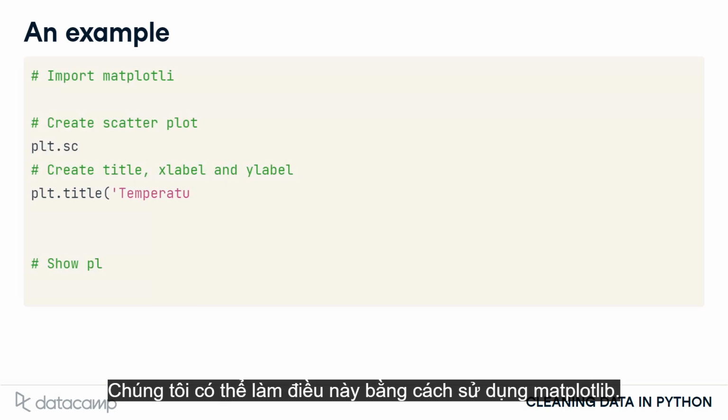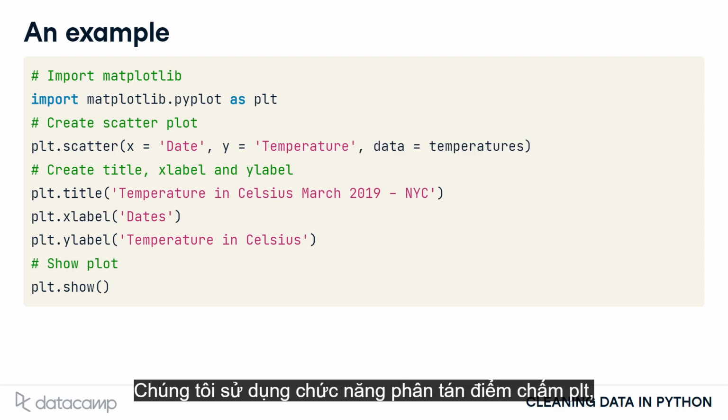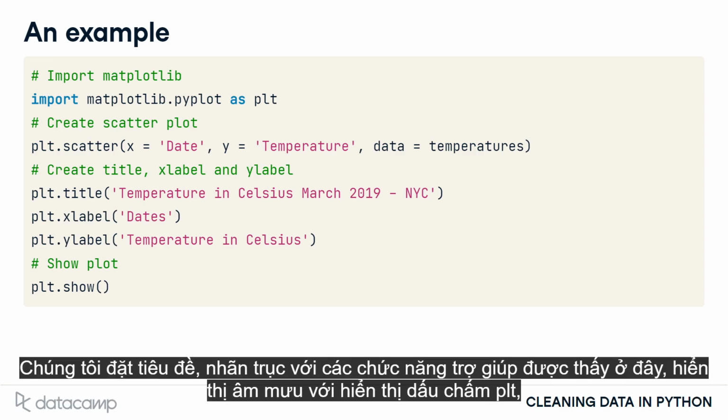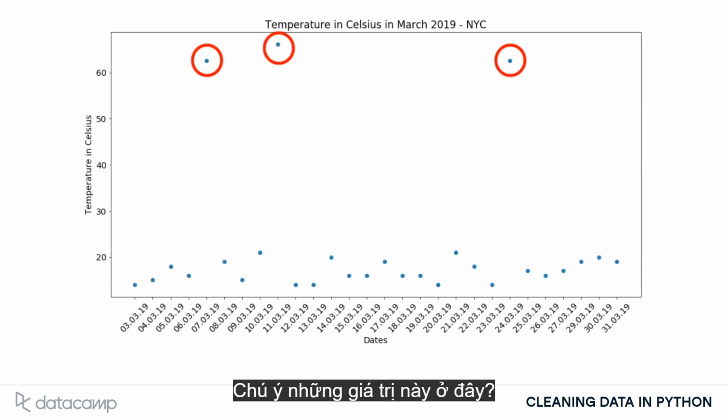We can do this using matplotlib.pyplot, which was imported as plt. We use the plt.scatter function, which takes in what to plot on the x-axis, the y-axis, and which data source to use. We set the title and axis labels with the helper functions seen here, and show the plot with plt.show. And voila! Notice these values here? They all must be Fahrenheit.